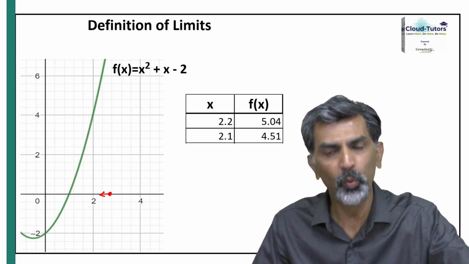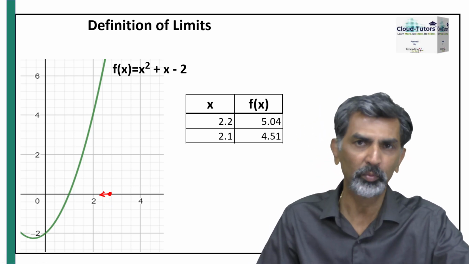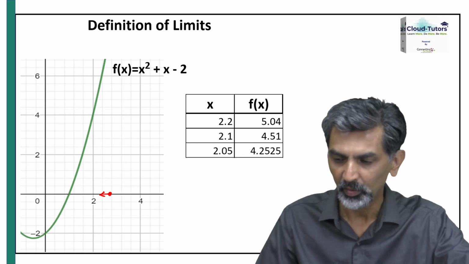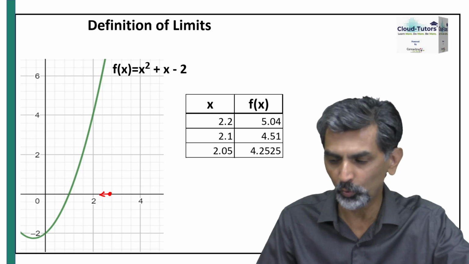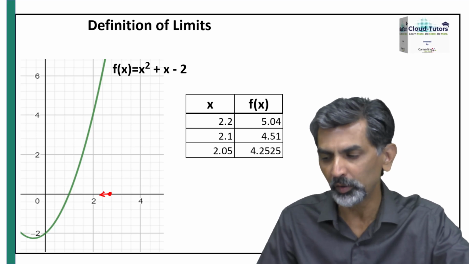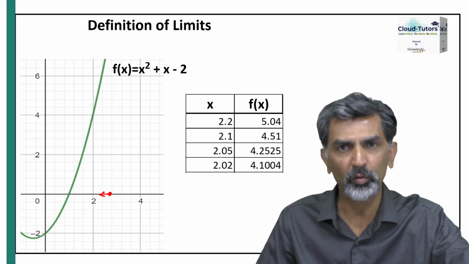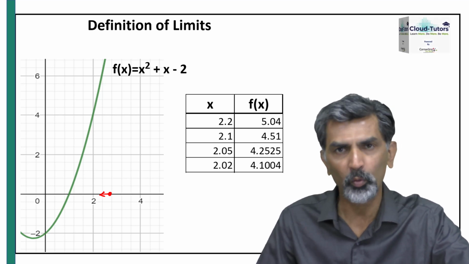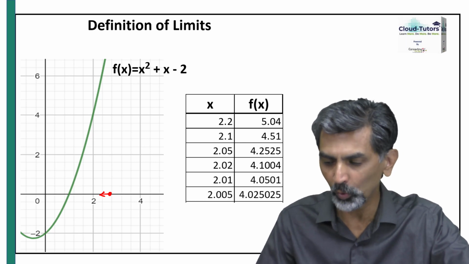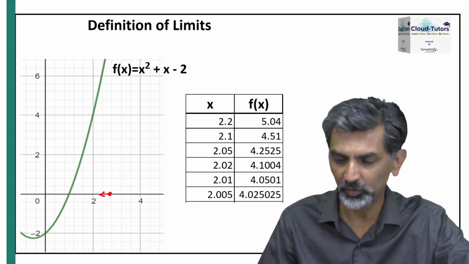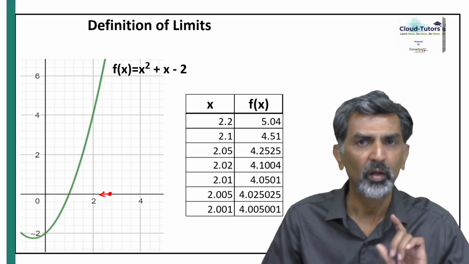X becomes 2.1, so it goes closer to x is equal to 2, and f of x becomes 4.51. X becomes 2.05, even closer to x is equal to 2, and f of x becomes 4.2525. At x is equal to 2.02, f of x is 4.1004, and so on. As x goes closer and closer to 2, you can see that f of x approaches 4.